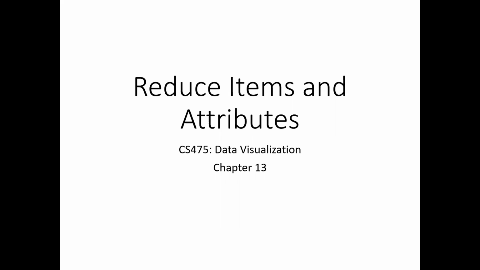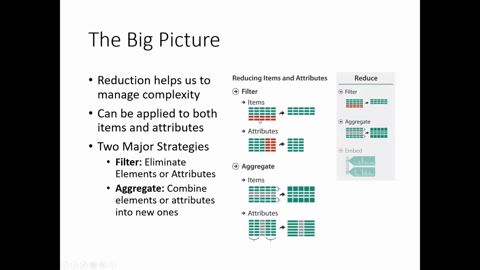a visualization. So as you've come to expect, Munzner always starts out with the big picture, and basically reduction helps us to manage complexity because we're reducing the number of items or reducing the number of attributes. And there are two major strategies, and we'll cover those in a few slides. Those are filter, which eliminates elements or attributes, and aggregates, which combines the elements or attributes into new ones.